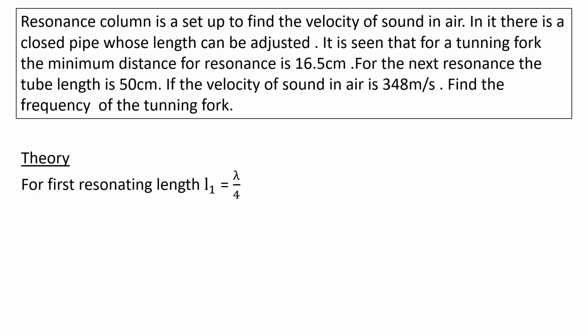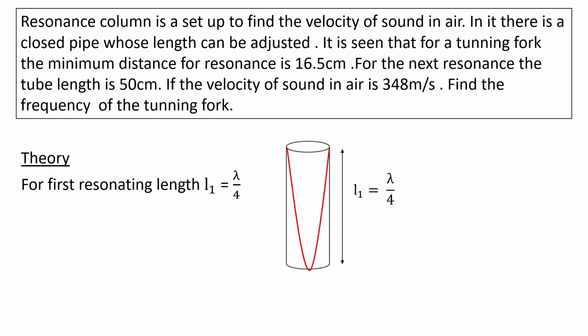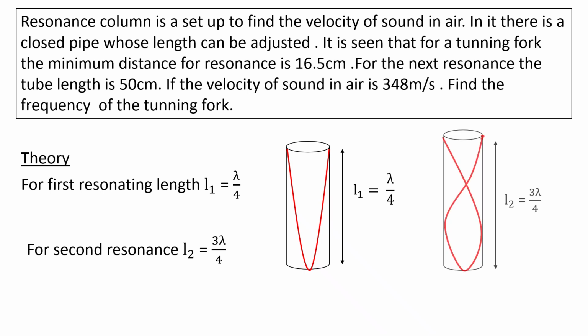For first resonating length, L1 is equal to lambda by 4. Now, only lambda by 4 or 1/4 of a stationary wave is formed inside the tube. So we can write L1 equal to lambda by 4. For second resonance, L2 is 3 lambda by 4. Now 3 by 4th of the wave is formed inside the closed pipe. So we can write L2 is equal to 3 lambda by 4.